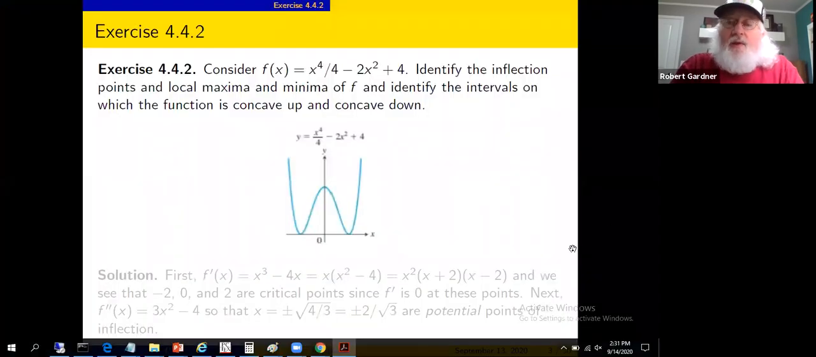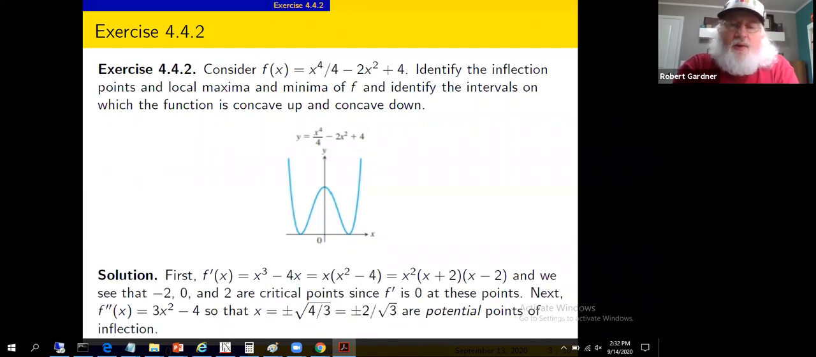Okay. They give us a function, f of x equals x to the 4th over 4 minus 2x squared plus 4. They say identify the inflection points and local max and local min of f, and identify the intervals on which the function is concave up and concave down. Okay, first let's differentiate it. Differentiate, bring the exponent down. They probably divided this by 4 to have us avoid fractions initially at least. Differentiate the 2x squared, we get a minus 4x.